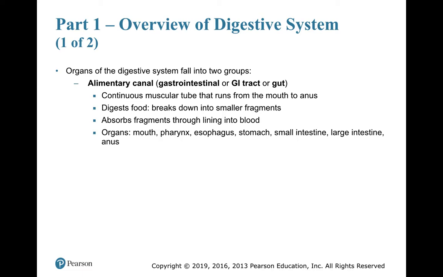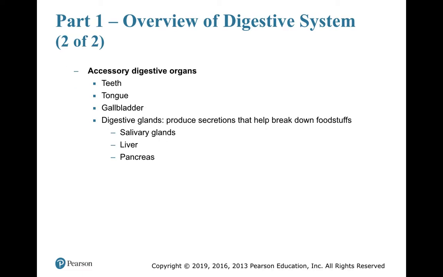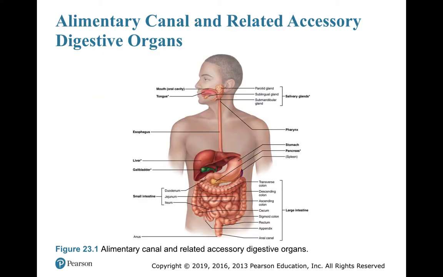And the other set of organs are the accessory organs. Those are the things that are there to help the alimentary canal. That would be the teeth, the tongue, the gallbladder, and some other digestive glands that produce secretions that are going to help break down foodstuffs into those individual monomers. Those would be our salivary glands, the liver, and the pancreas. So here it is highlighted.